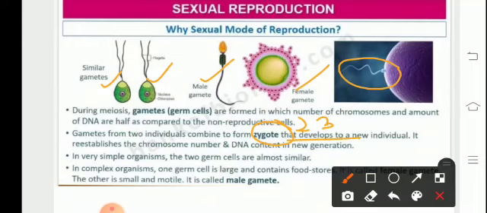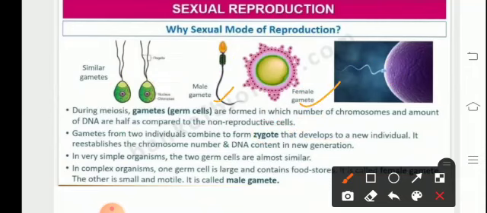So in very simple organisms, these germ cells are very much similar to each other. Whereas when we talk about the higher organisms like us, we see that the germ cells, the male gamete and the female gamete, are different in their structural organization. Like the male gamete is very small in size, and it has got a tail which gives it motility and helps in wriggling motion. Whereas the female gamete is larger in size, it is non-motile, and its function is to provide nourishment.